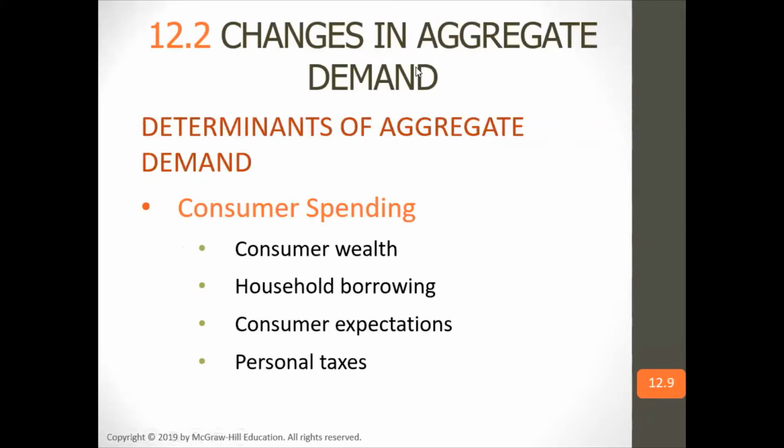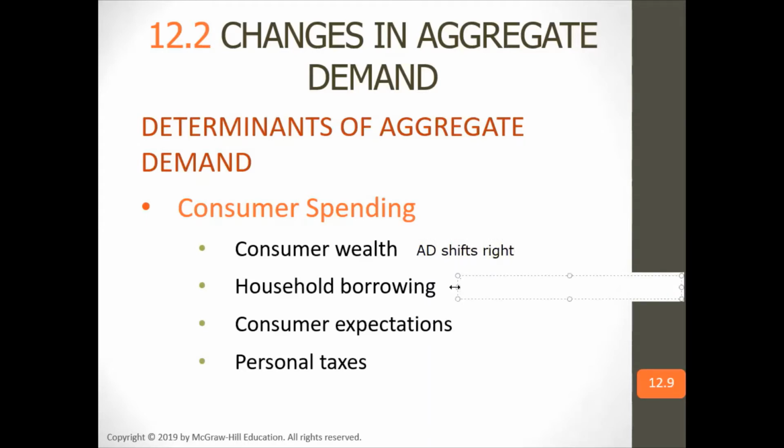So I'm going to ask the class, what would happen to aggregate demand if consumer wealth goes up? Would it shift right or left? Yeah, right, exactly. So it would shift right. AD is aggregate demand, and it shifts right. That's great. Good job, you two.